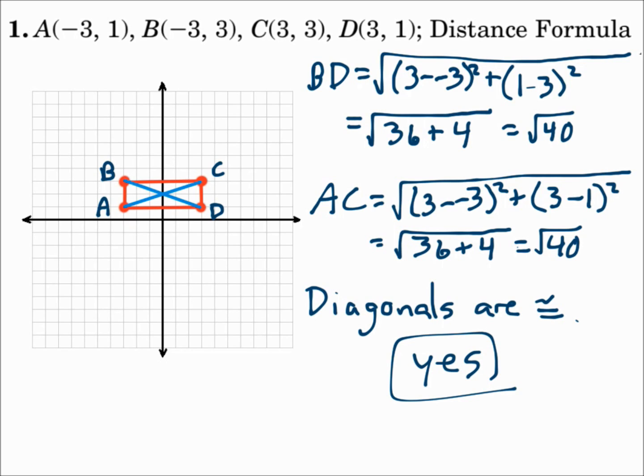So remember, when it says to use the distance formula, check the diagonals of the parallelogram. If they're congruent, it's a rectangle. If they're not congruent, then it's not a rectangle.